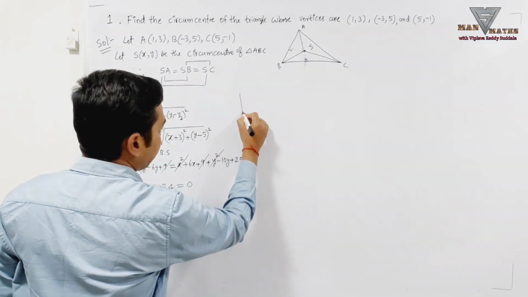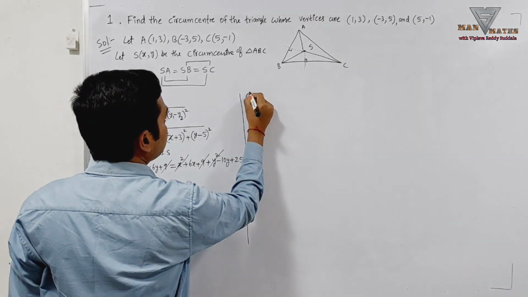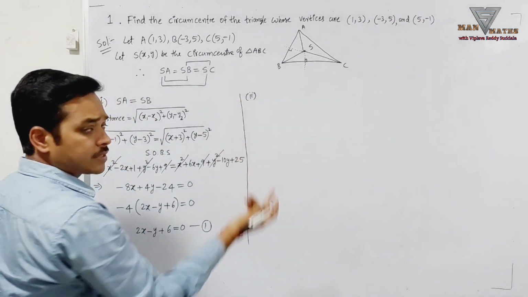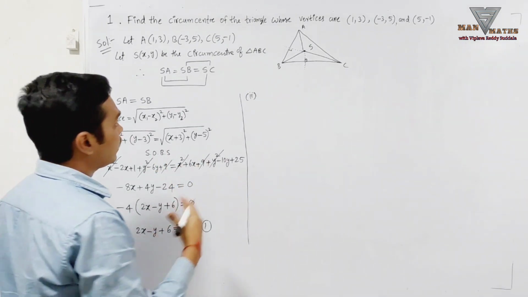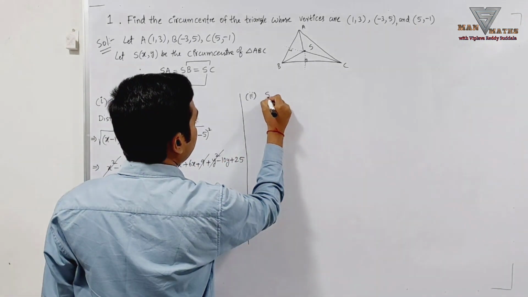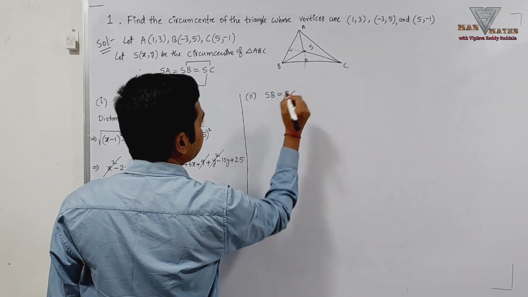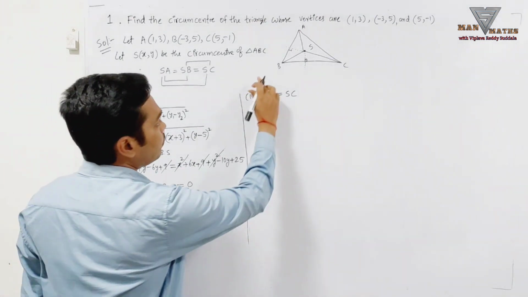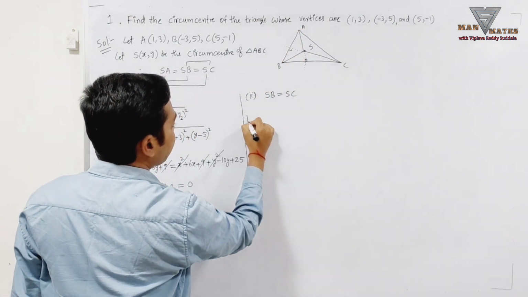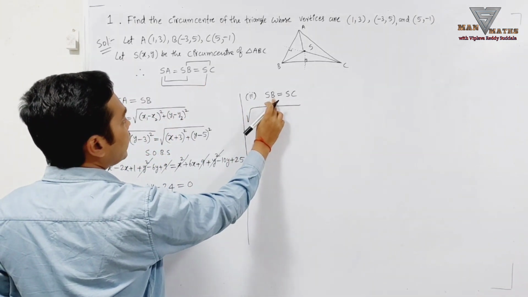Now expand the second condition, the second equation. The second part is SB equals SC or SA equals SC. Take any one equation. I take SB equals SC. If we expand SB equals SC, we get the perpendicular bisector of side BC. Now apply the same distance between 2 points formula. Here S is the first point, B is the second point.